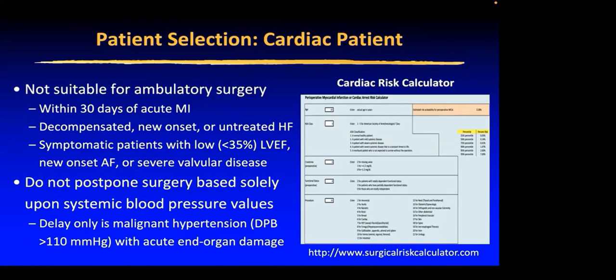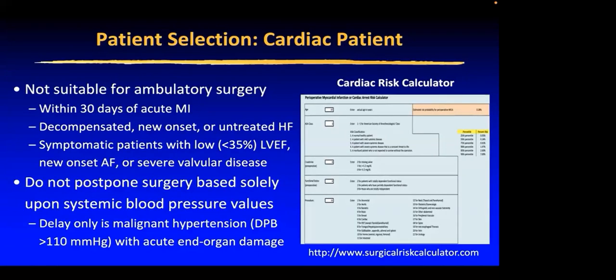It is recommended by AHA/ACC that a cardiac risk calculator, such as this particular one, which you can get on the surgicalriskcalculator.com website, may be used to determine suitability for elective surgical procedures such as ambulatory surgery.